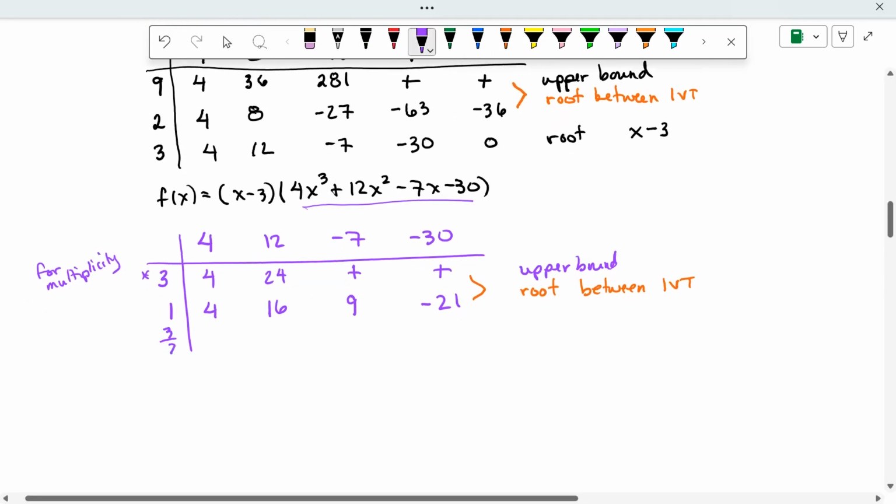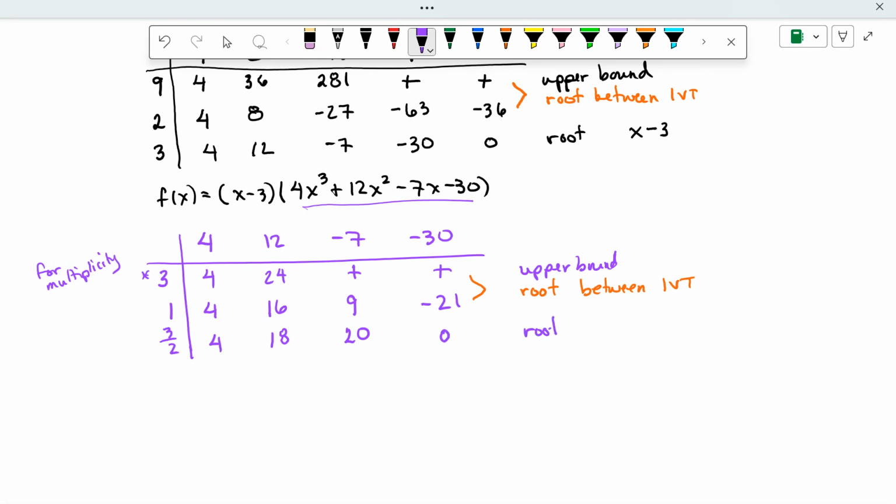Let's try 3/2. So I bring down 4. Half of 4 is 2 times 3 is 6. 6 plus 12 is 18. Half of 18 is 9. 9 times 3 is 27. 27 plus -7 is 20. Half of 20 is 10. 10 times 3 is 30. 30 plus -30 is 0. And I found another root.